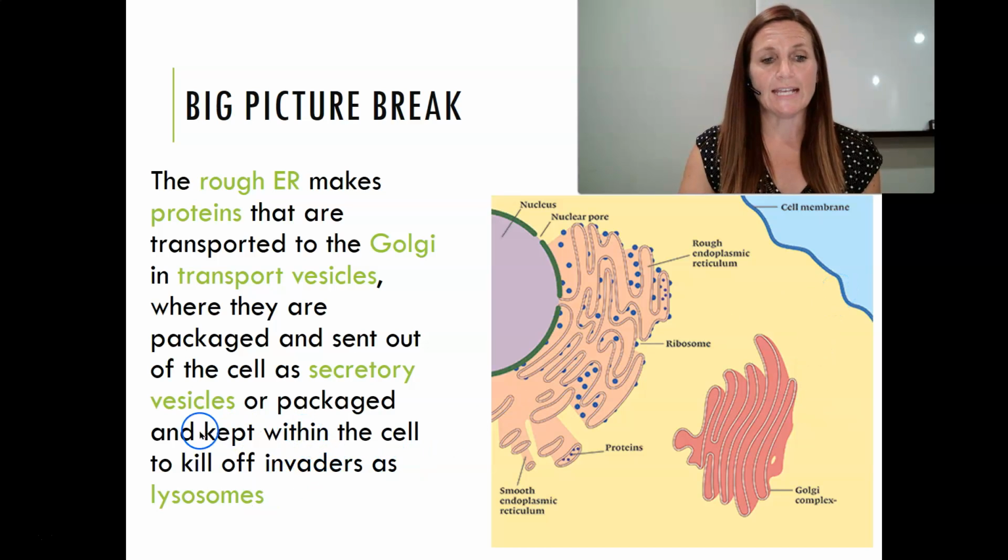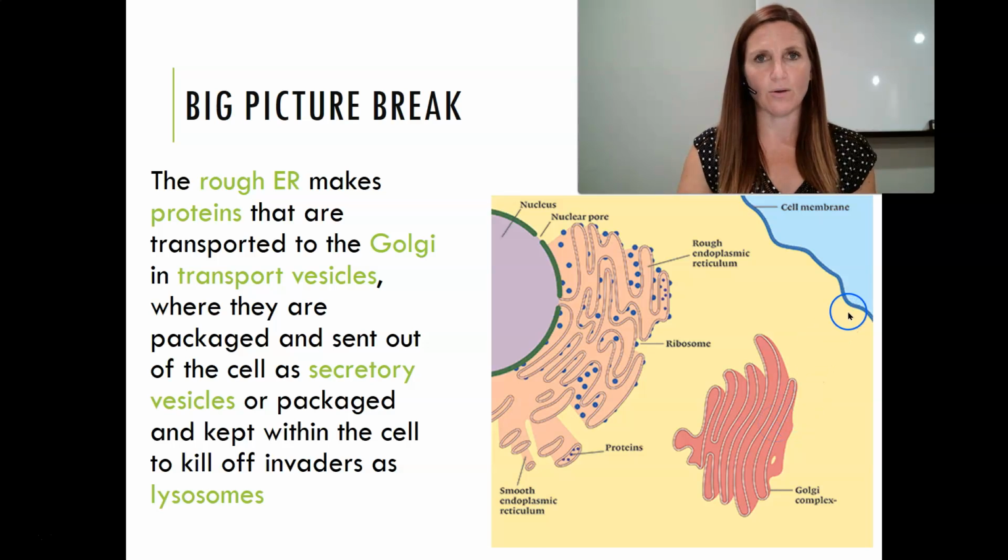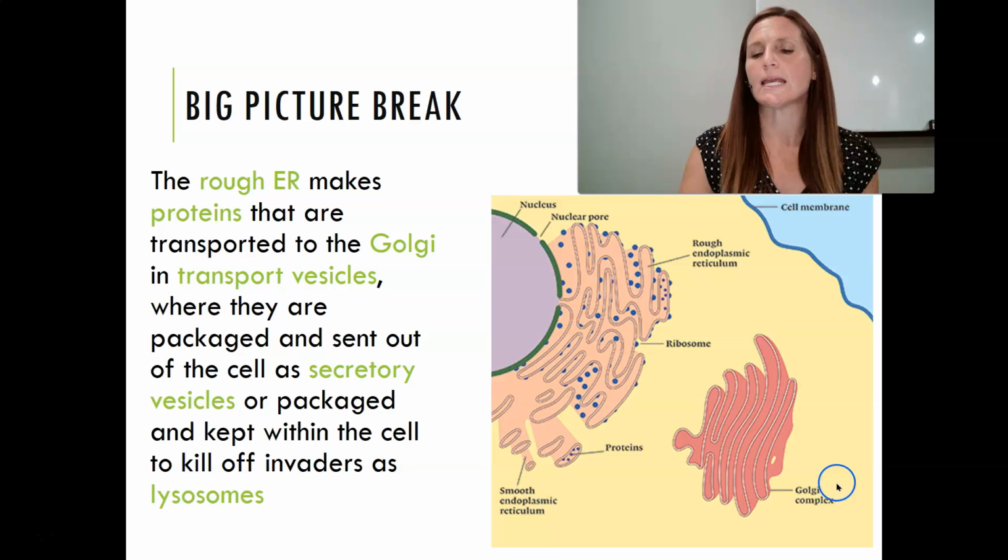The other option is that we could make a package that we don't send out. Instead, we make a package that we keep, and that package is full of defensive, digestive enzymes. And so if a foreign invader comes into the cell, we can send these lysosomes, which are little packages of digestive enzymes, we can send the lysosomes to go attack and kill and break down that foreign invader. So sometimes the Golgi makes packages that are going to be shipped out, and other times it makes packages that we're going to keep for the purpose of the health of the cell.